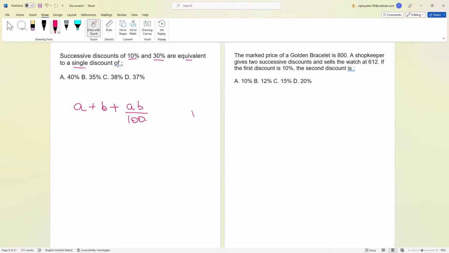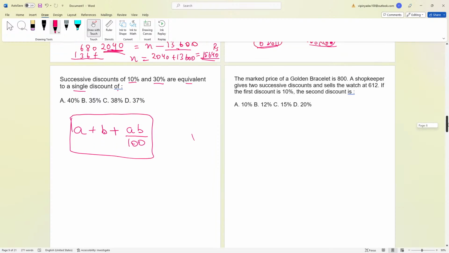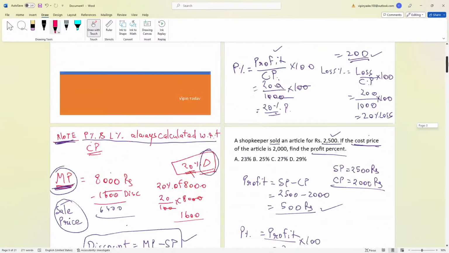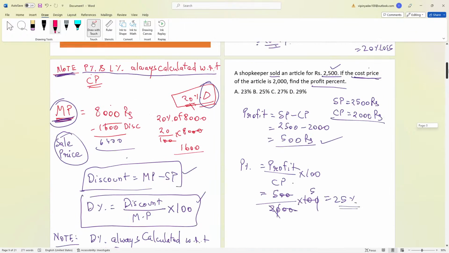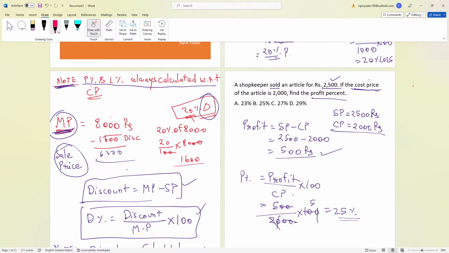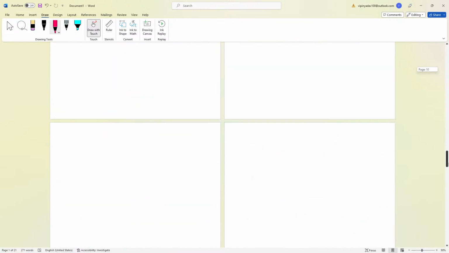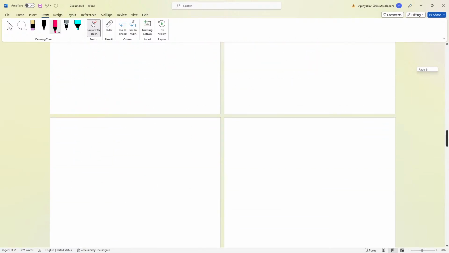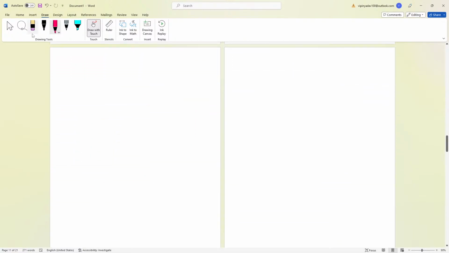Now there are different cases in which this formula is used. So, successive discount of 10% and 30% is equivalent to a single discount of what, that we need to find. Let us move to the starting point and consider. I think there will be an issue, so let us write at the end only, and I'll start from the starting only. So let us see.